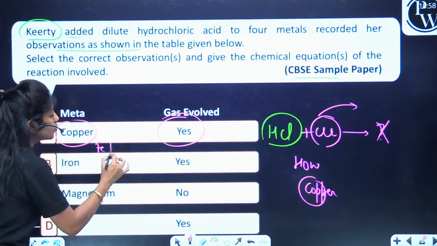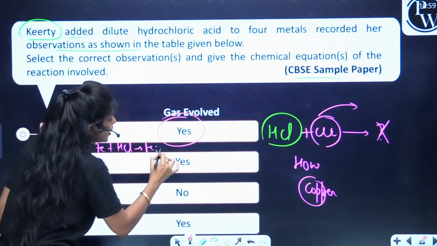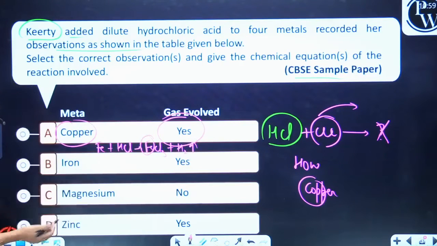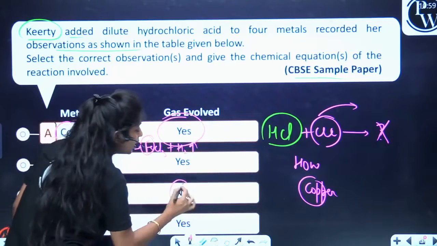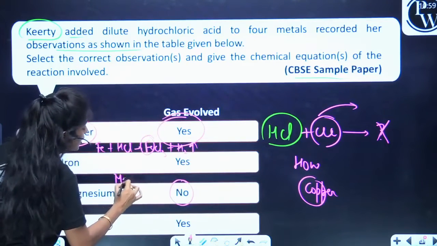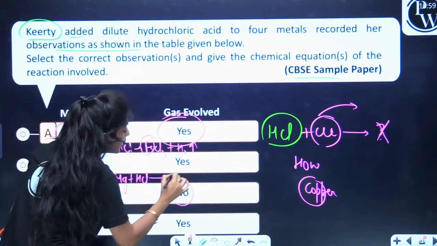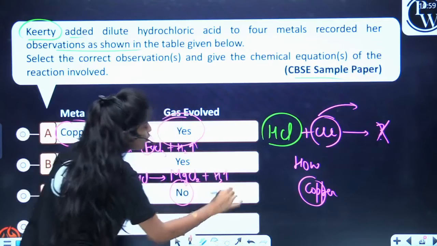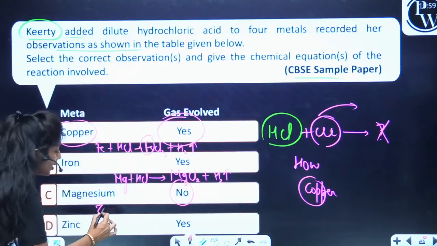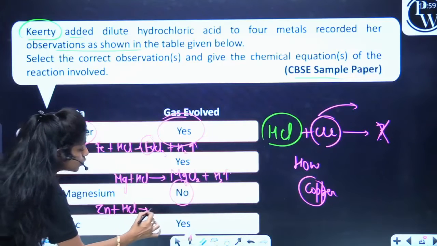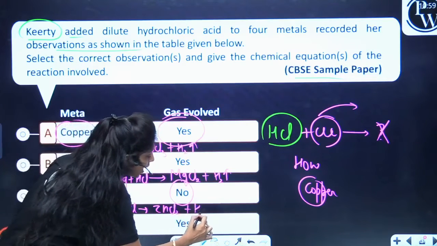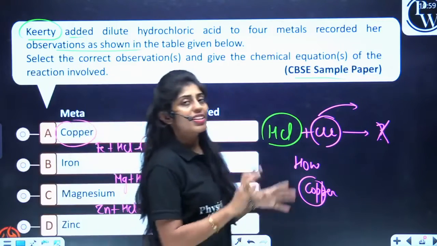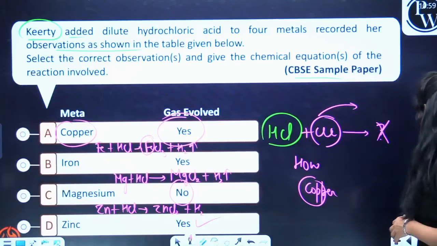Definitely. Iron reacts with HCl, giving FeCl3 and liberation of hydrogen. Why? Because iron is more reactive than hydrogen. Magnesium, again there will be evolution of gas because magnesium is more reactive than hydrogen, forming MgCl2 plus evolution of hydrogen. Next we have zinc. Zinc reacts with HCl, gives you ZnCl2 and hydrogen gas will liberate. So this is your answer. You have to write all the reactions related to these observations. So I have solved it for you.